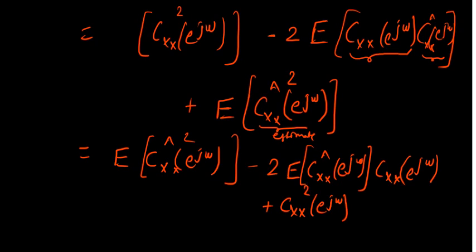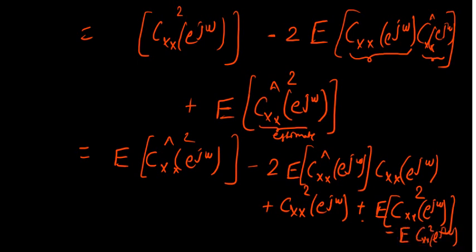Now what I am doing is just adding and subtracting something. I am adding the expectation of Ĉxx(e^{jω}) whole squared, the square of it, and obviously if I add it I need to subtract it as well. So I am subtracting the same term squared. I am just adding and subtracting, that's it. Okay, so let's see what we'll get now.